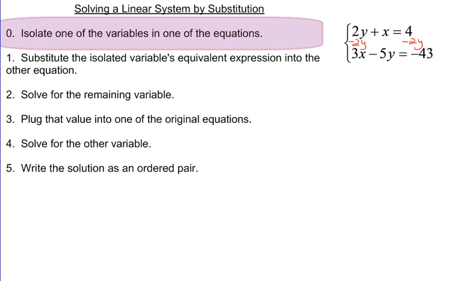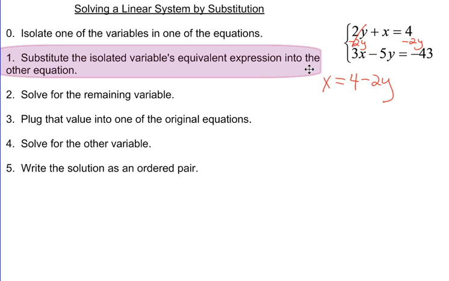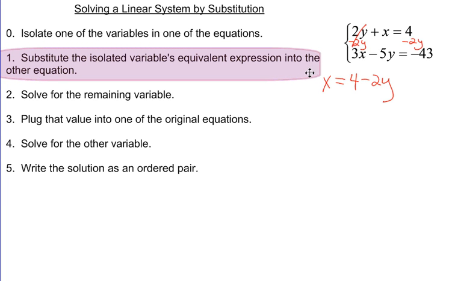Okay? Then when we get that, 2y minus 2y cancels. x equals 4 minus 2y. Okay? Because they're not like terms, you can't combine them. Okay, so now substitute the isolated variable's equivalent expression into the other equation.